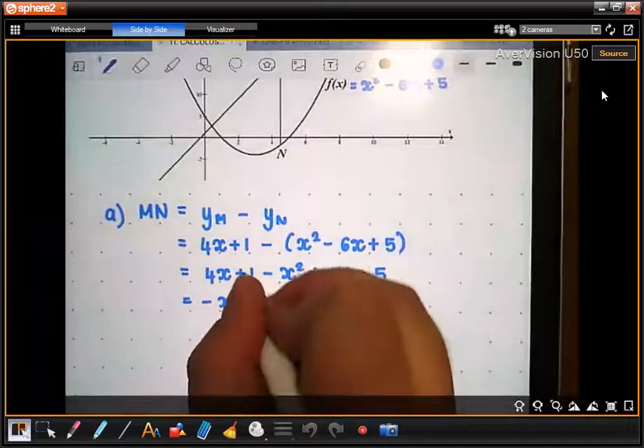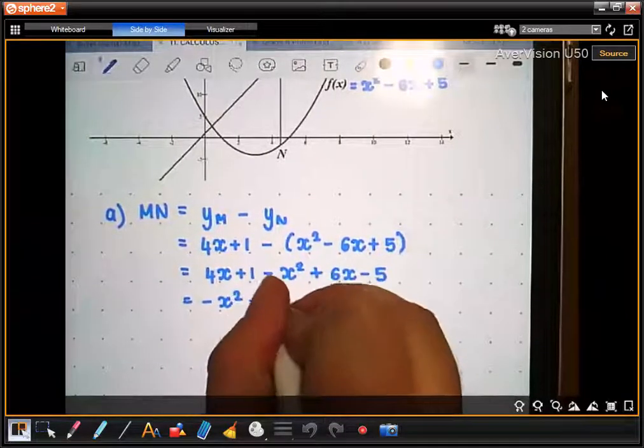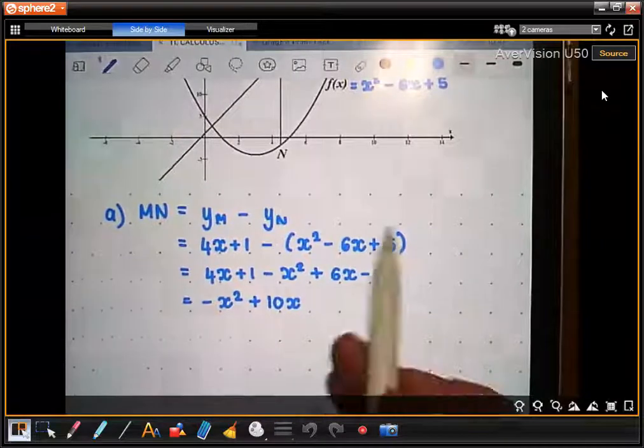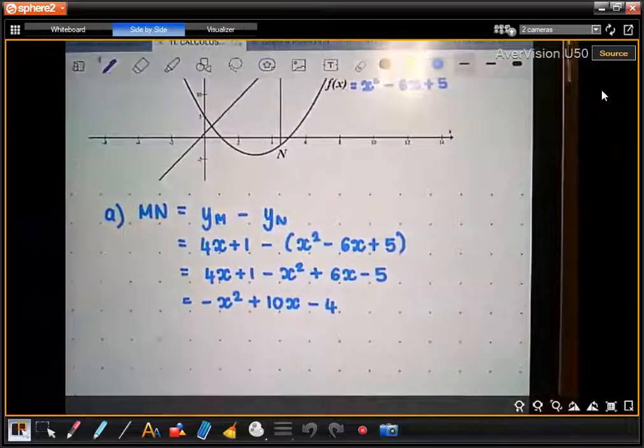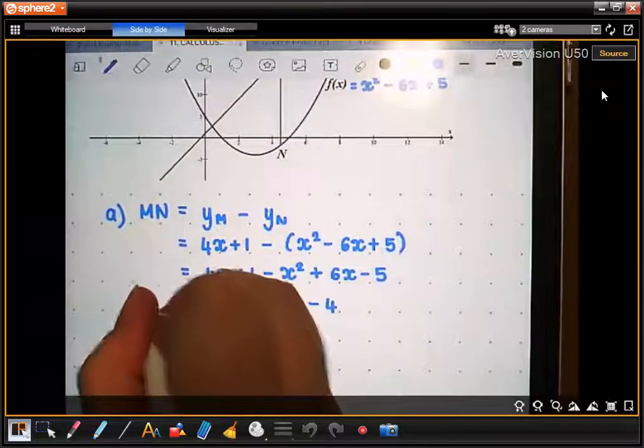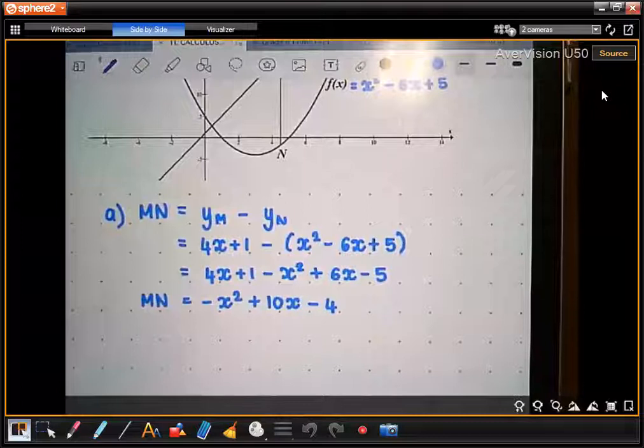We have 4x plus 6x, that is 10x. And what else? Minus 4, right? 1 minus 5 is negative 4. So guys, this is an expression for the length of MN. Right? The y value of N minus the y value of M.